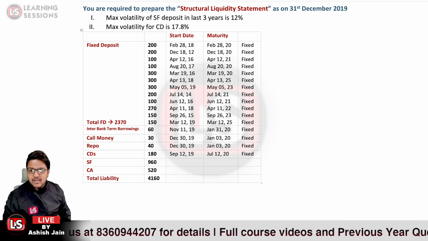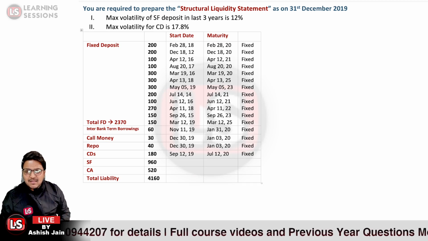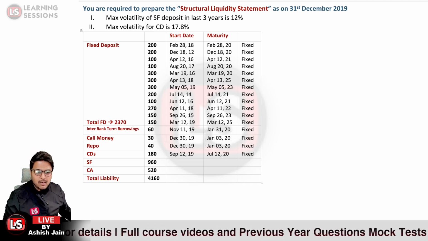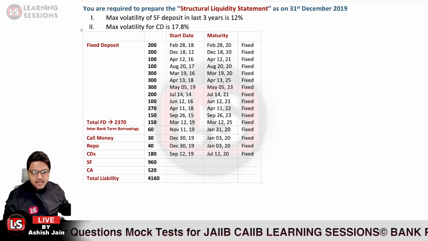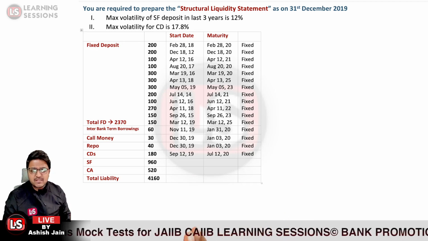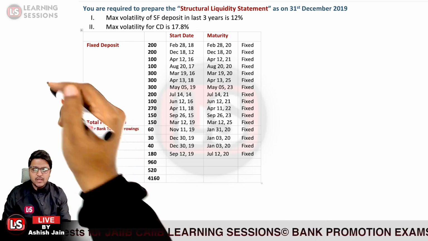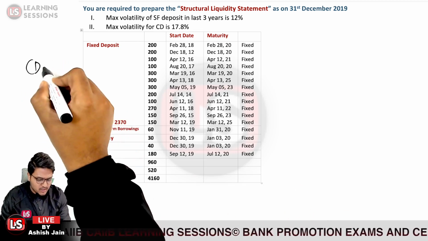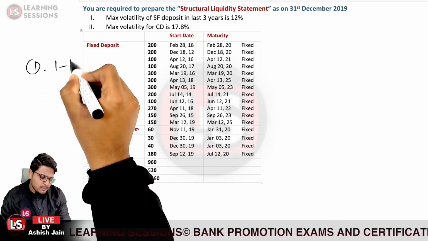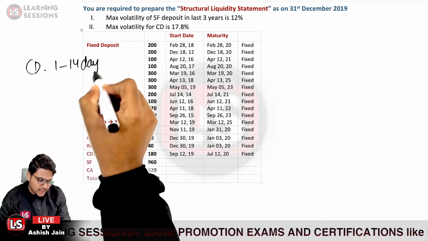Okay, so let us take the first question. It says what is the amount of the current deposits which is to be placed under the 1 to 14 days bucket. So we are basically concerned about the current deposit amount which is to be placed under the 1 to 14 days bucket.